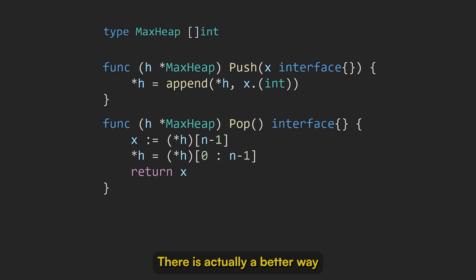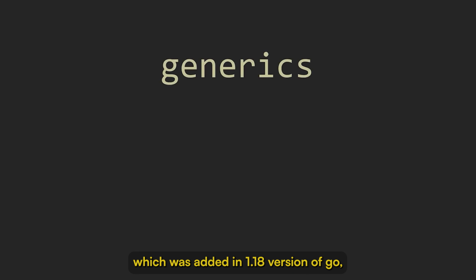There is actually a better way to define the push and pop function without the empty interface, so we don't have to use the unboxing and boxing of variables when we pass or use them. It is through generics, which were added in version 1.18 of Go. But they are outside the scope of this video.